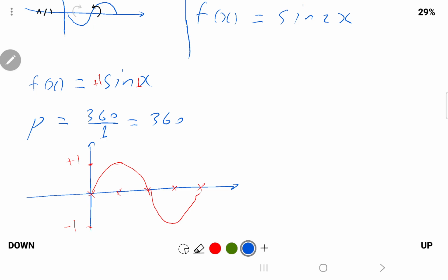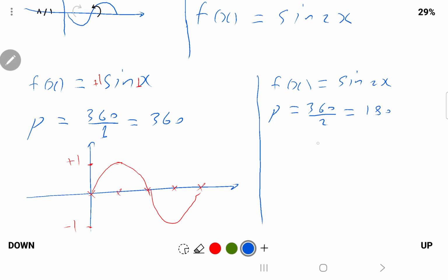Now if you add 2 as coefficient of x, it becomes f(x) is equal to sine 2x. Now the difference would be in the period. So the period will become 360 divided by 2, which is 180. So in this case, the graph would seem like this. Still the amplitude is 1, plus 1 and minus 1 here. And you have the 5 points.